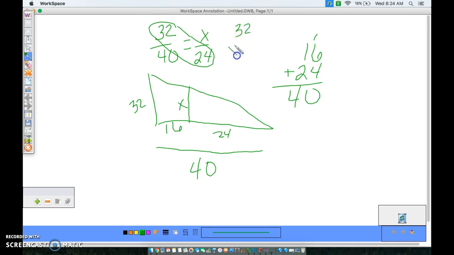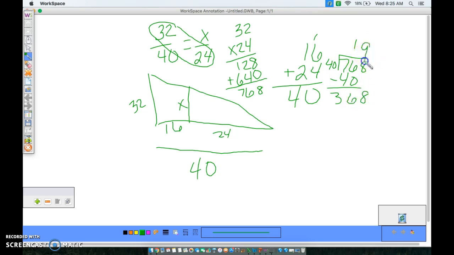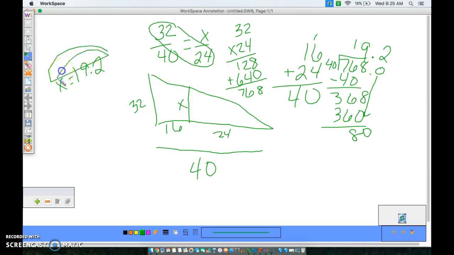So 32 times 24, 2 times 4 is 8, 3 times 4 is 12, put your placeholder, 2 times 2 is 4, 3 times 2 is 6, and add these up. Okay, then we take 768 and we divide it by 40. Okay, then we get 19.2 is our value for X. And that is pretty much all that we did.